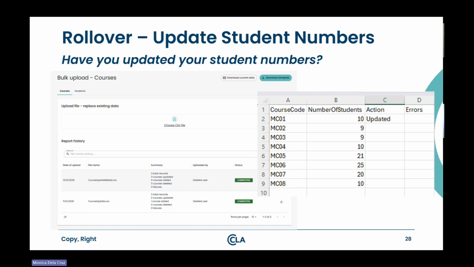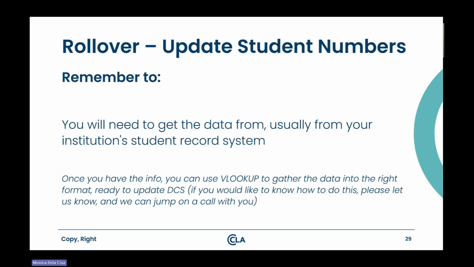If a course didn't run during the academic year, you will need to archive or delete this course. If you think the course might run again, you can archive the course so you can easily reinstate this in the future. You should delete any courses that are not likely to run again, since the more courses you have on the DCS, the longer it will take to complete rollover. Student numbers should be taken from your institution's student record system or registry.